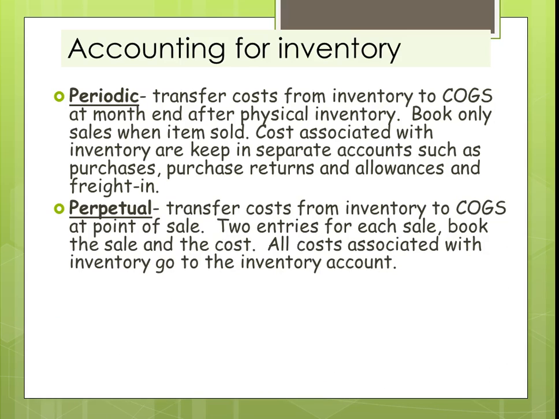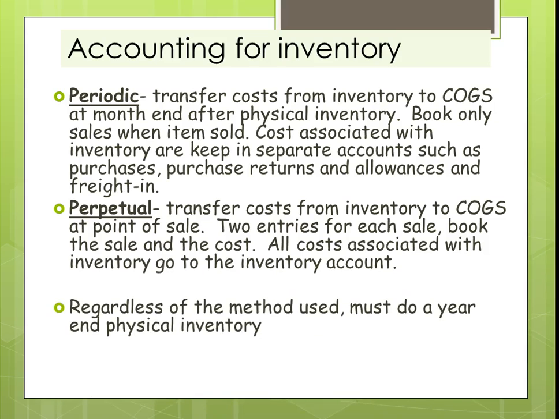Perpetual, we transfer the cost from inventory to cost of goods sold at the point of sale. Every time a sale is made, there are two entries. One to book the sale, and the other to transfer the costs from inventory to cost of goods sold. All costs associated with inventory go to the inventory account. Regardless of the method used, we must do a year-end physical inventory.